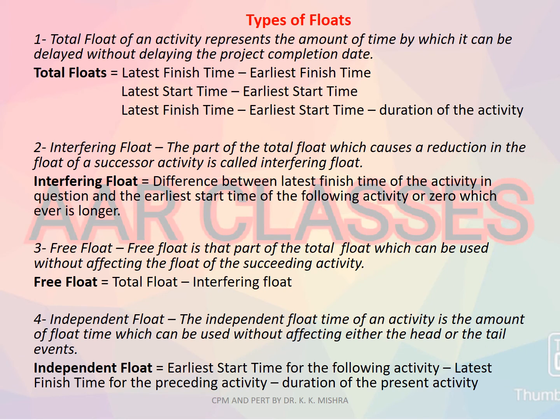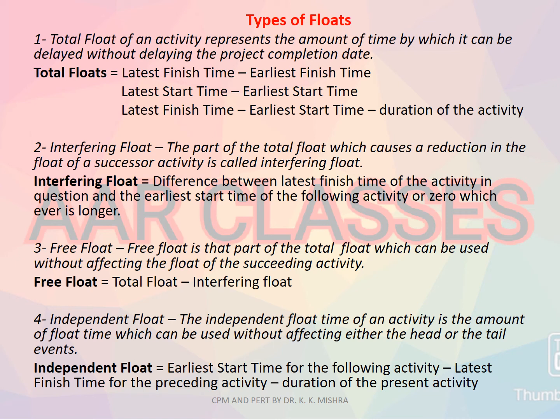Types of floats. There are basically four types of floats. First, total float. What is total float? The total float of an activity represents the amount of time by which it can be delayed without delaying the project completion date. Here is the formula that we have practiced: latest finish time minus earliest finish time, or latest start time minus earliest start time, or latest finish time minus earliest start time minus duration of the activity.